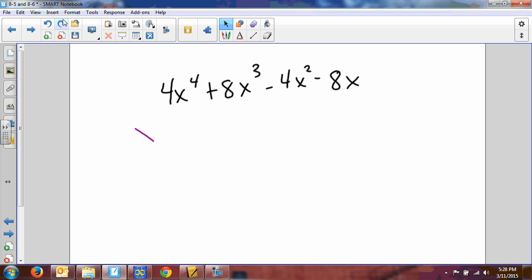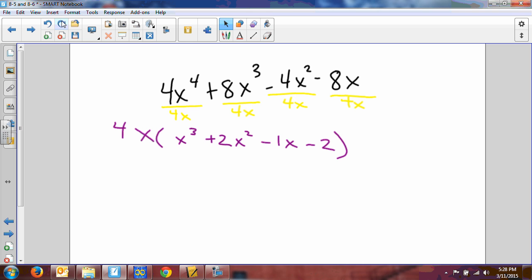Okay. On this one here, 4x to the fourth plus 8x cubed minus 4x squared minus 8x. They all have a couple things in common. First of all, they have an x, okay? And they also have a 4 in common: 4, 8, 4, and 8. So now, we're basically going to divide all these by 4x. 4 over 4 is 1, 4 minus 1, x to the third. 8 over 4 is 2, 3 minus 1, x squared. Negative 4 over 4 is negative 1 with the x, and that just becomes negative 2.